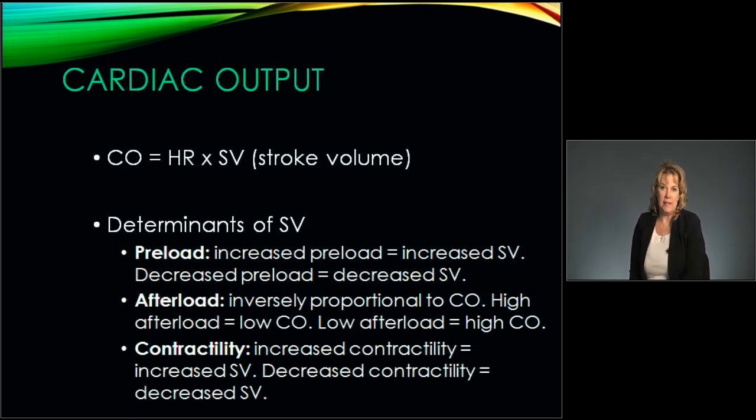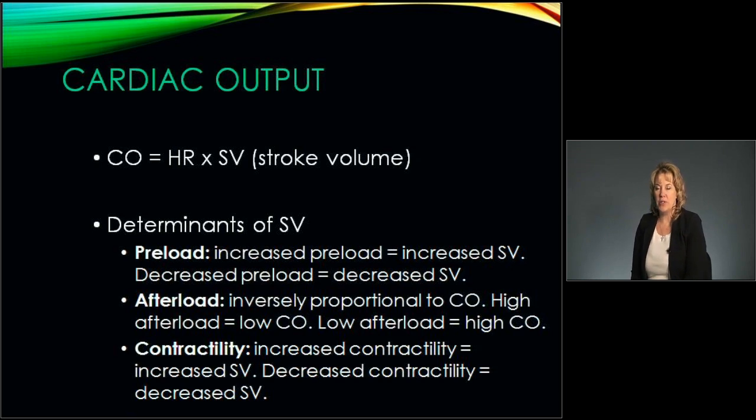Afterload is the resistance that the heart has to overcome to push the blood forward, and so it's inversely proportional to our cardiac output. If I have a high afterload, indicating that we're clamped down and our systemic vascular resistance is very high, that usually results in a decreased cardiac output because the heart is trying to push really hard to pump that blood forward, and obviously all that resistance is going to push it back towards the heart again.